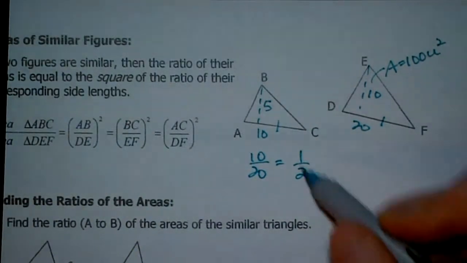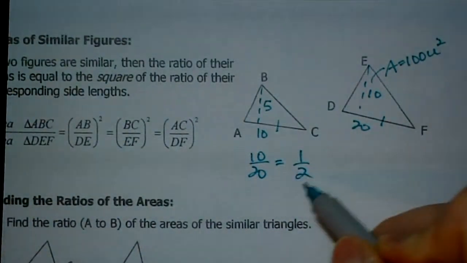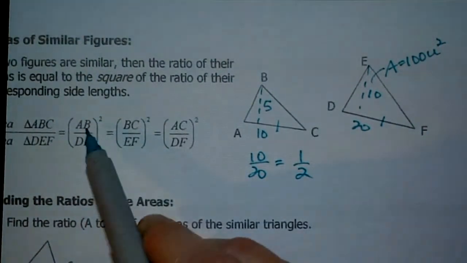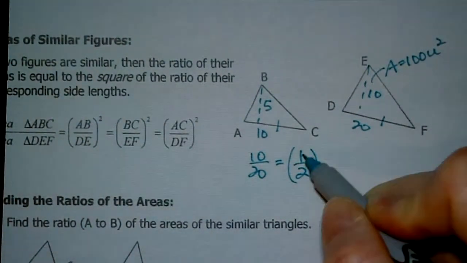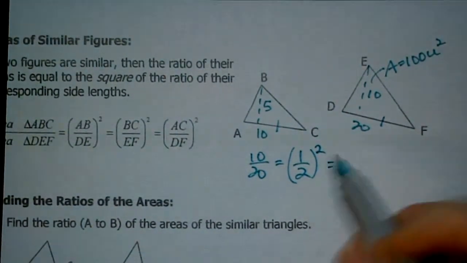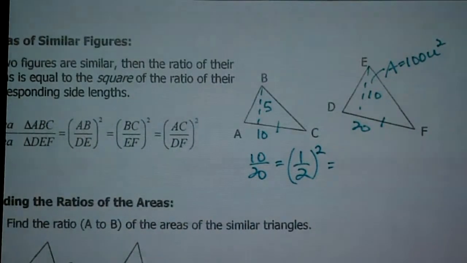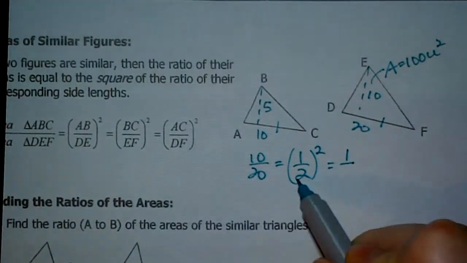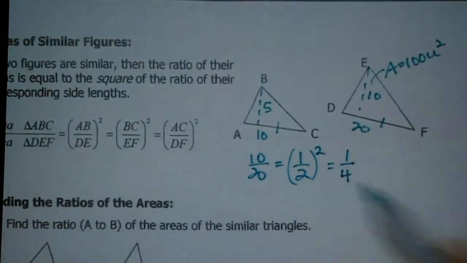That doesn't work. What I need to do first is I need to square this. So that's what this little 2 means here. I take the ratio of the corresponding sides and square it. So I want to square both the 1 and the 2. I'm going to wrap parentheses around that so I know to do that. 1 squared, again, it doesn't mean 1 times 2. It means 1 times 1. You have 2 1s being multiplied. So 1 times 1 is 1, and 2 times 2 is 4.